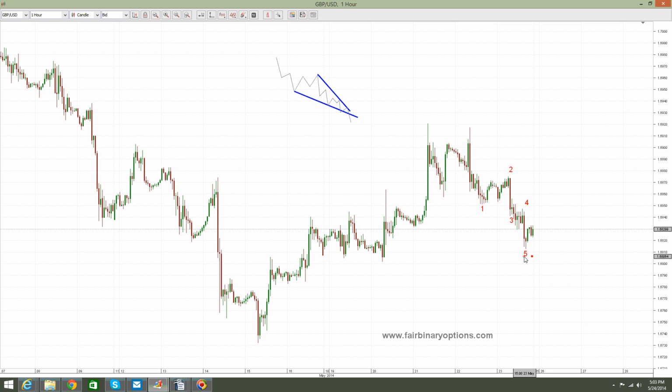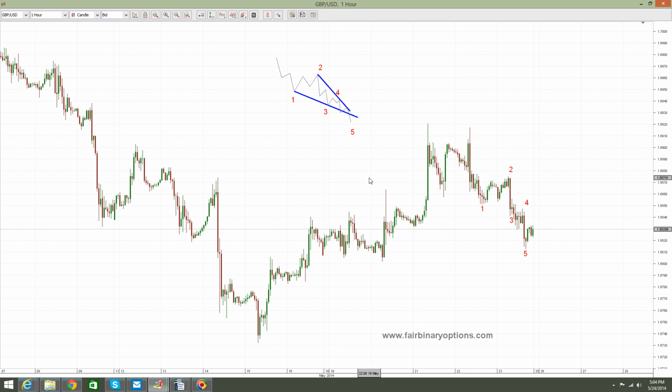And in terms of the theoretical part that we've discussed a bit earlier, this will be the fifth wave, this to be the fourth wave, this to be the third wave, the second wave, and the first wave. There you go, falling wedge.